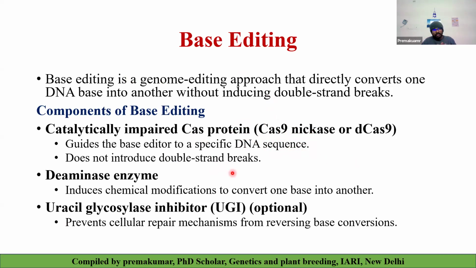Then the other part is the deaminase enzyme, which will remove an amine group from the bases you are targeting. If you remove an amine group, there will be a change in the structure, and then a change in the nucleotide. We will discuss, for example, cytosine to uracil. Changes like that will happen by using this deaminase enzyme. To suppress the host repair mechanism, we are using uracil glycosylase inhibitor.